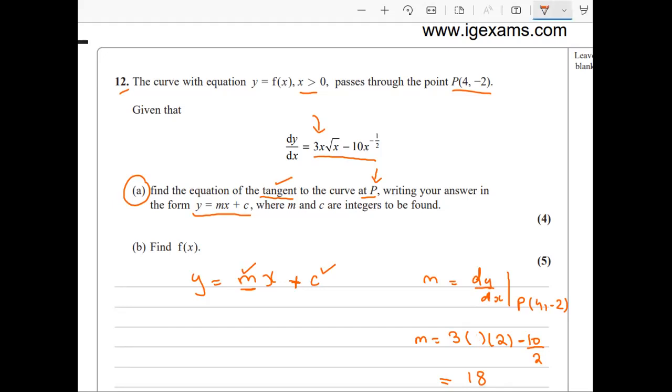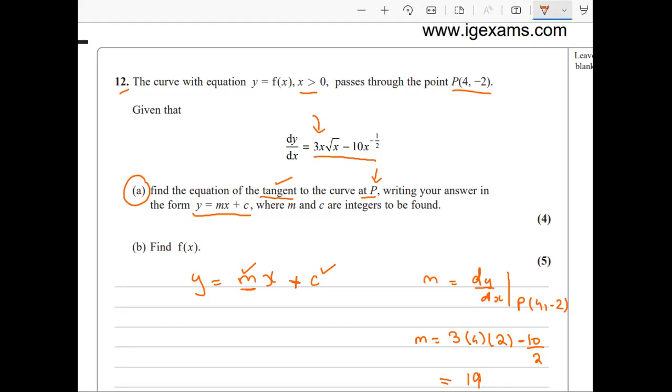So it would be 24 minus 5, that is 19. So did you understand why I'm finding m and how I'm finding m? Yes, I understood. Okay. Right. So this is m. I got m.